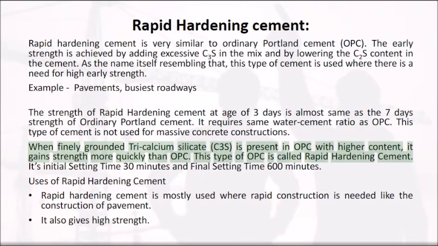When finely ground tricalcium silicate, C3S, is present in OPC with higher content, it gains strength more quickly than OPC. This type of OPC is called rapid hardening cement. Its initial setting time is 30 minutes and final setting time is 600 minutes.